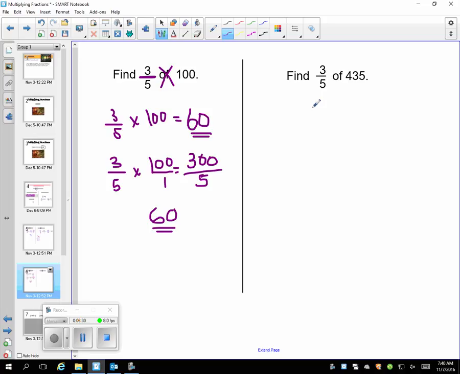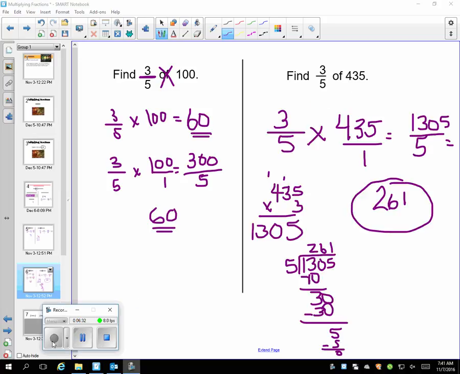Okay, try this one on your own. Pause the video and try this one on your own. And your answer is 261. You can see my computation here if you didn't get the same answer as I did.